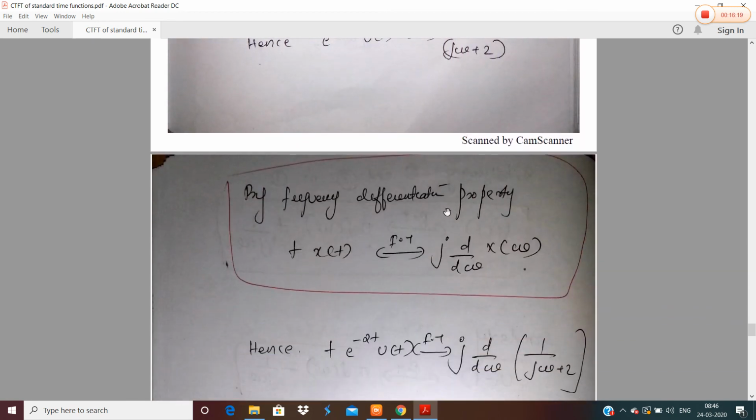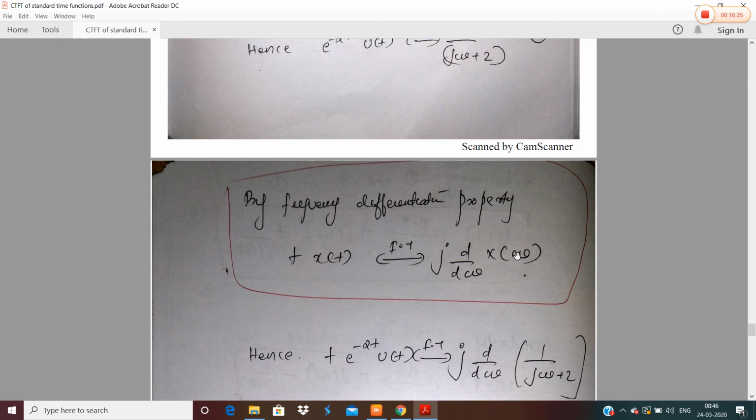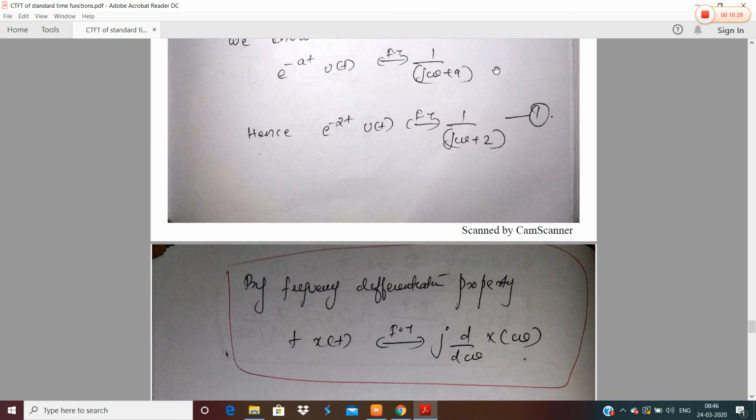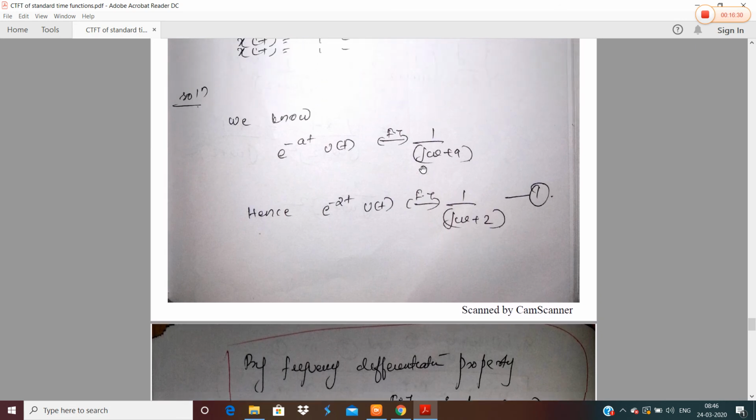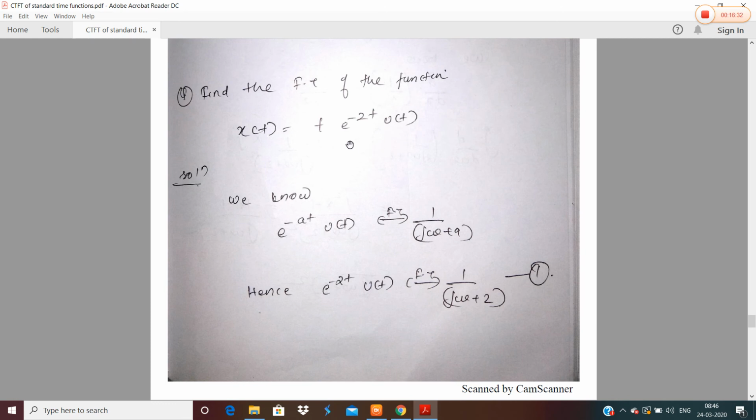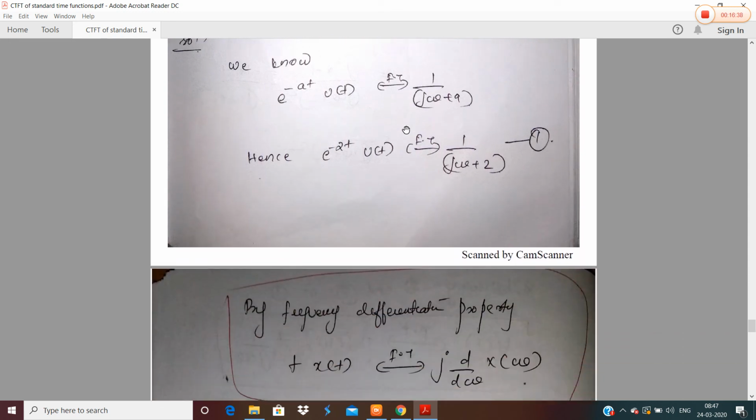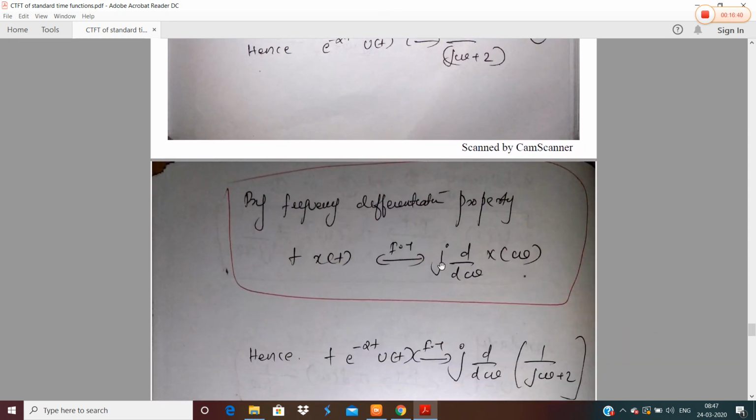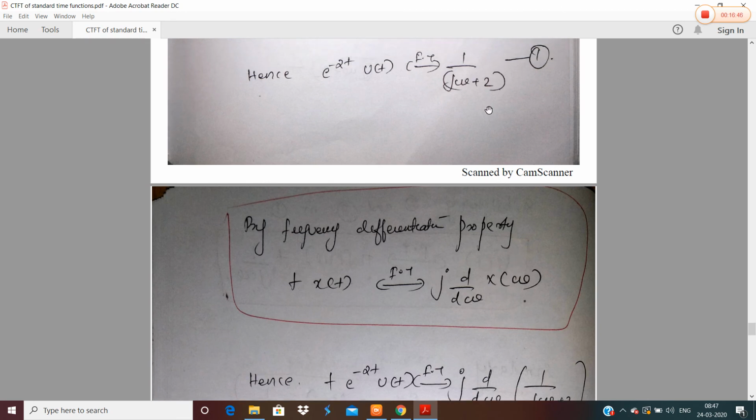By frequency differentiation property, we know t into x of t is j into d by d omega of x of omega. So, here we have already found out this x of omega. Next section is just the application of a frequency differentiation property. That is, here you have t into x of t form. So t into x of t will give you the x of omega in the form j into d by d omega of x of omega. X of omega is nothing but 1 by j omega plus 2.